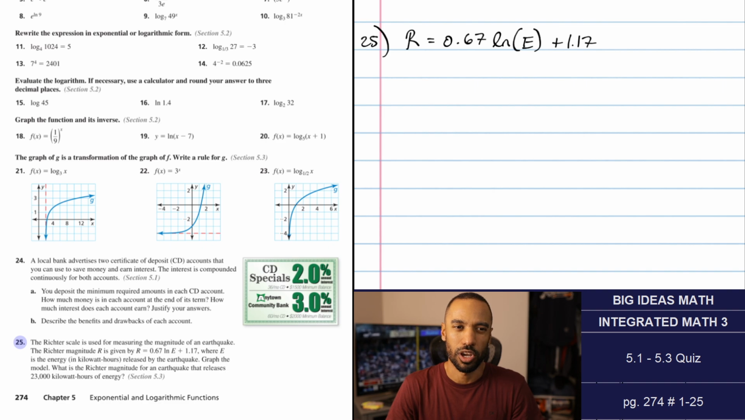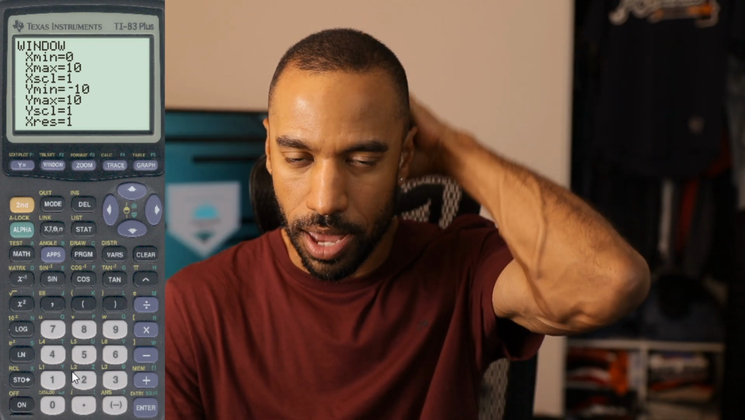This is one where you're going to go more to the graphing calculator, and let's fit something within a window range. So we're going to turn R into Y and E into X for this. Let's go into Y equals 0.67 times the natural log of X. Just remember that's our E, our energy, plus 1.17. Now, eventually we have to do 23,000, so we're definitely going to change this window range. Let's go from X is 0, we don't care about 0 energy, up to, let's just say 25,000, so we get a little more headroom.